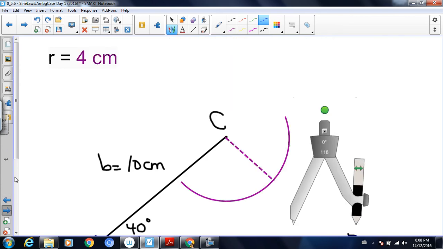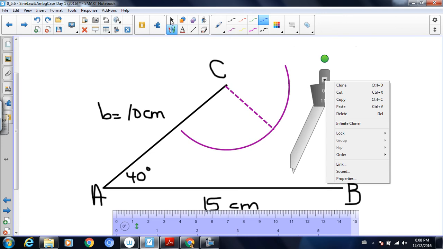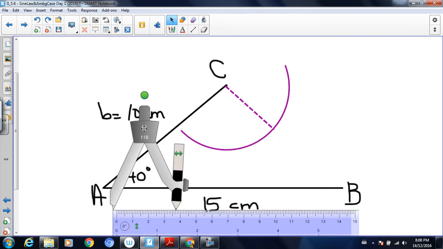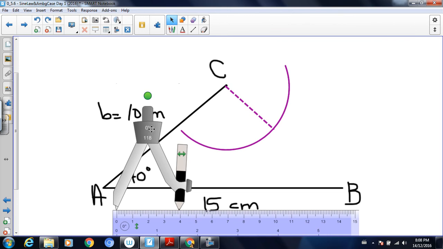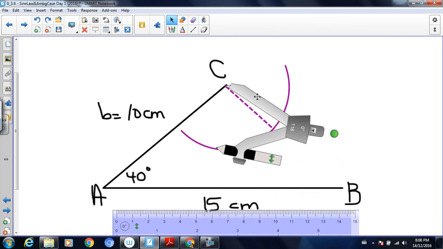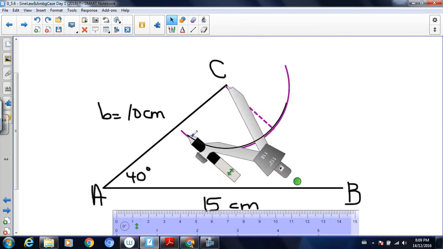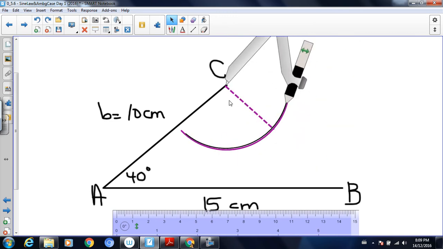So let's go ahead and go to 4 centimeters. Now at 4 centimeters, I'm going to do the same thing. I'm going to take my compass and measure it to 4 centimeters. It is 4 centimeters right there. Now I'm going to place the compass on point C, and now that it's on point C, I'm going to draw. Does this radius of 4 centimeters actually touch AB? Again, no, it doesn't.